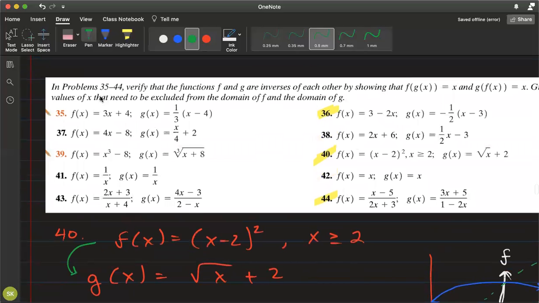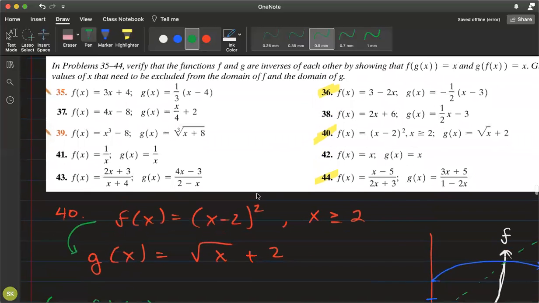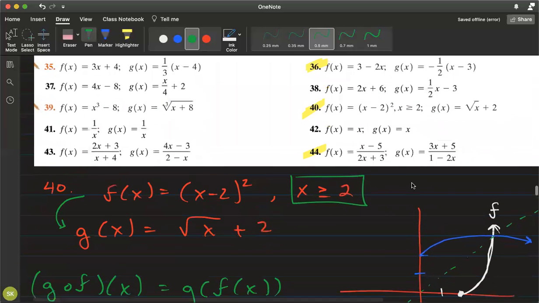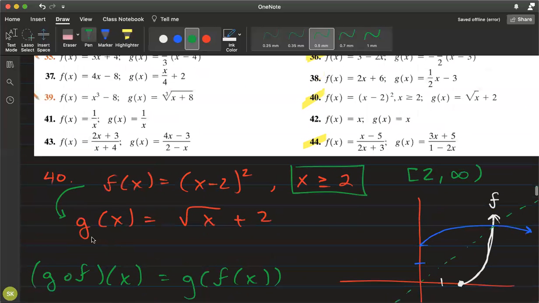Now we wanted to talk about what we need to take out of the domain. That was part of this problem. What values need to be excluded from the domain of f and the domain of g? Well, first off, we're told that the domain of f has to be greater than or equal to 2. So we can write that in interval notation like this. Look at the domain of g. This function is a square root function, and we can't put anything less than 0 here. So the domain of this function is 0 to infinity.